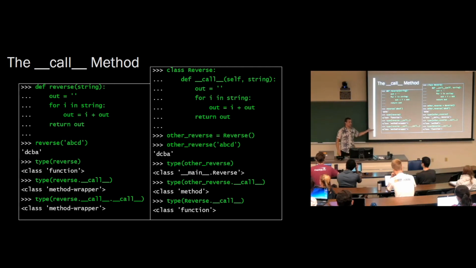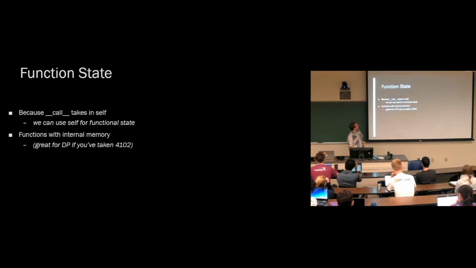So, yeah, this is cool. This is a fixed point. This is the first one. There's another one today. But first, I want to bring up something that the call function allows us to do. Because call is a method and it takes in self by default, we can use self to have state between method calls.